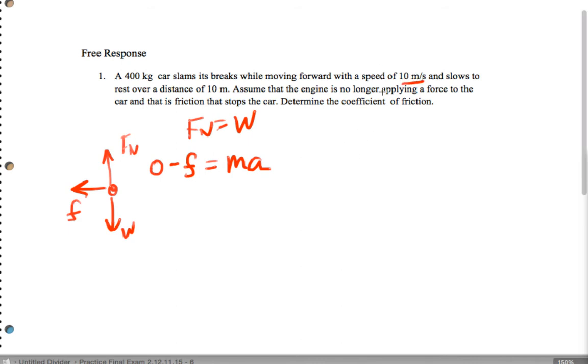So one other thing that happens is that we know the car is coming to rest from 10 meters per second, so that's v initial. And we know that it stops, so that's v final. And we know that x final is 10, and that x naught is 0. We don't know the time, so let's see if we can calculate the acceleration to start with.